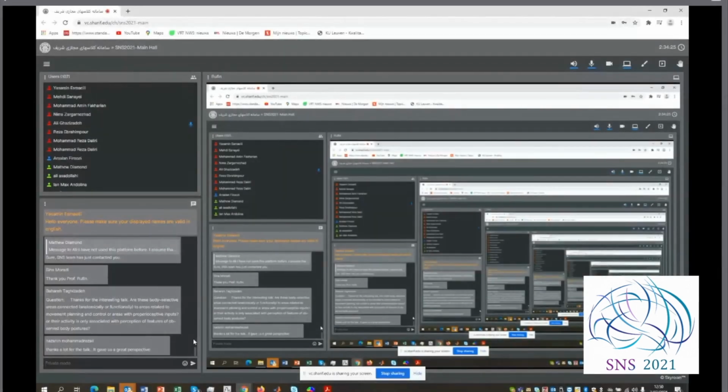Yeah. So there is one question from Bahare Tagisade, and the question is: are these body selective areas connected anatomically or functionally to areas related to movement planning, control, or areas with proprioceptive inputs, or is their activity only associated with perception of features of objects or body postures?